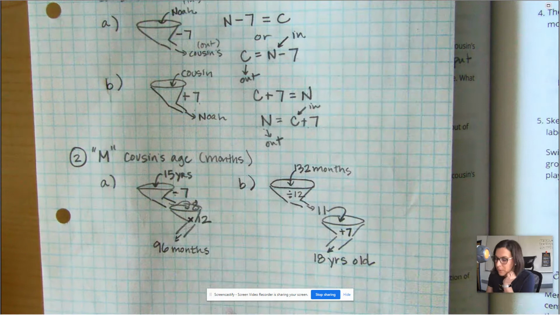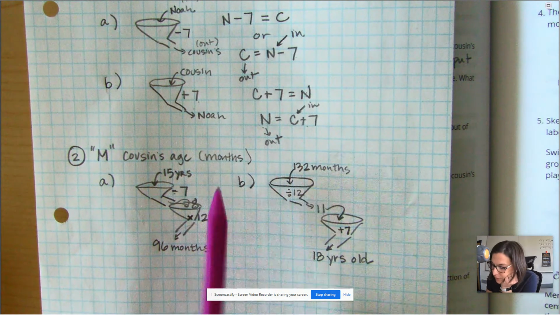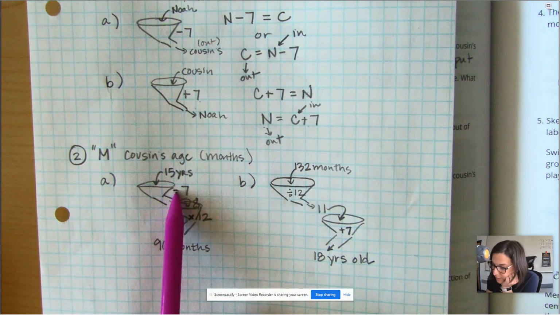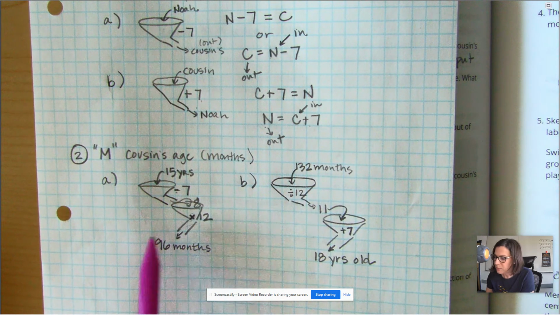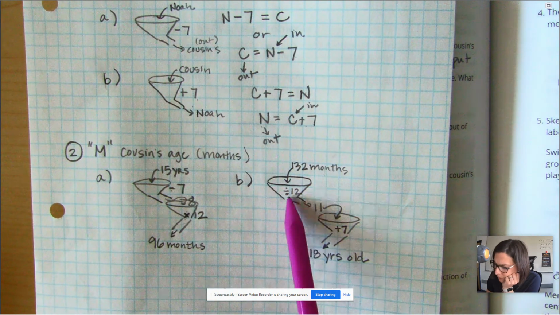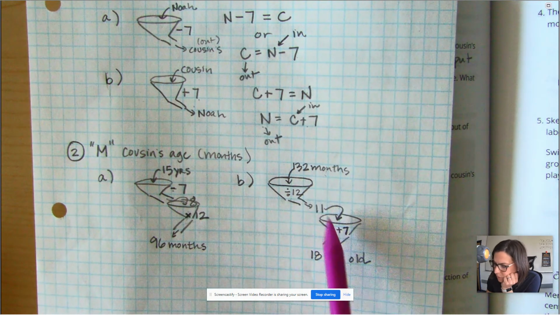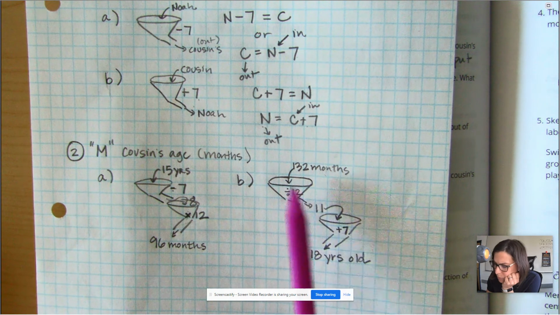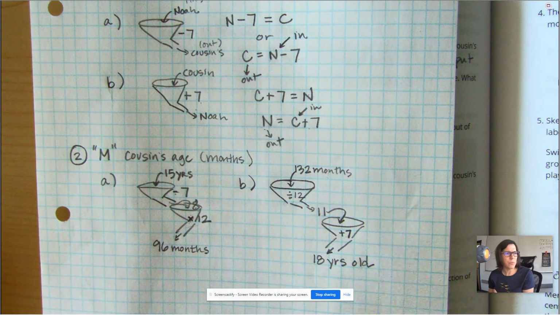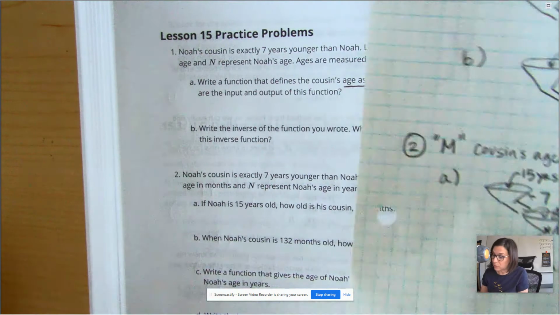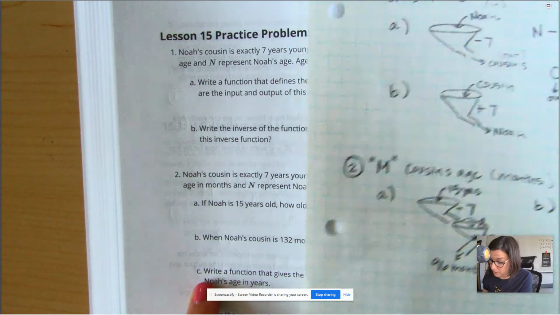We want to think about these operations. We started with 15, subtracted 7, and multiplied by 12. When we started with the months, we divided by 12 and then added 7. So this 12 and 7, either multiply, divide, add, or subtract, are like inverse operations and can also create inverse functions. So let's keep going. Let's try to write them using variables.